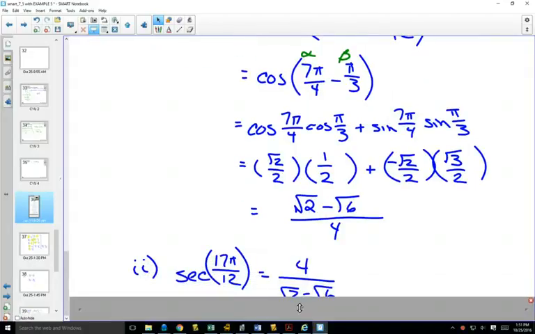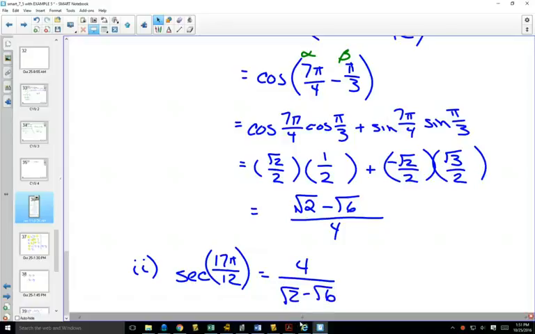Sometimes you get questions that say, can you find secant of a pi over 12 family? And all you do is take the answer you got from cos and flip it. So that's part II of C. That's it.